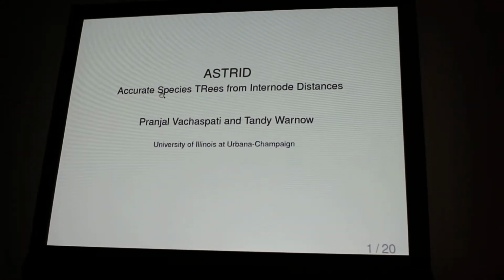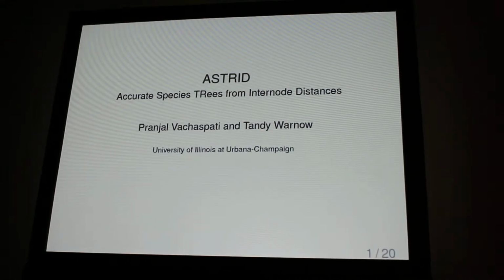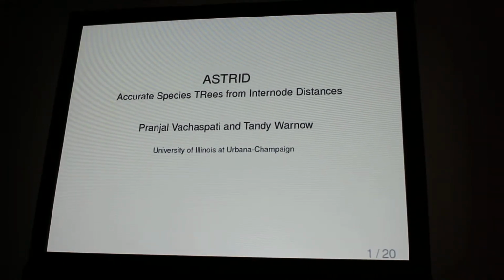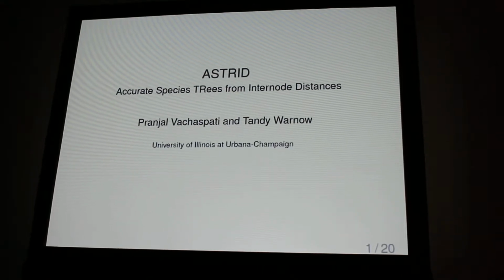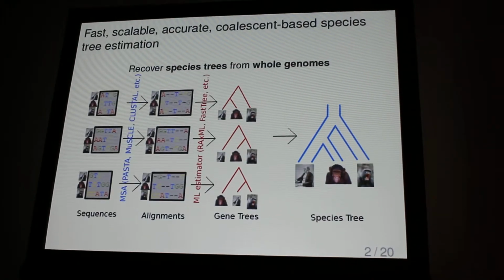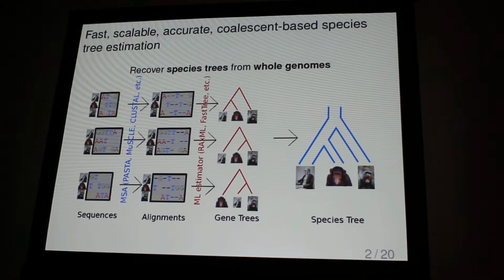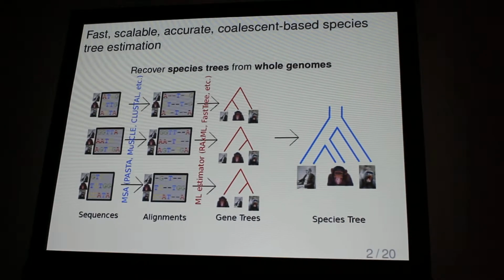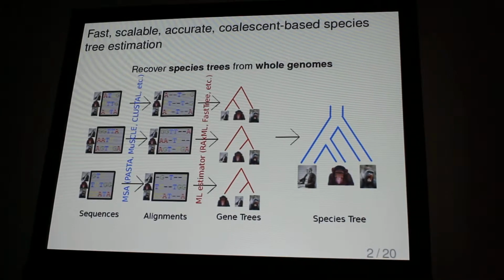Thanks for coming, everyone. Today I'm going to talk about ASTRID, which is a fast method that we've developed for species tree estimation under the coalescence model. So what does that mean? What we're trying to do is recover species trees from large data sets that have evolved with some sort of gene tree discordance. A lot of times this means from whole genomes.